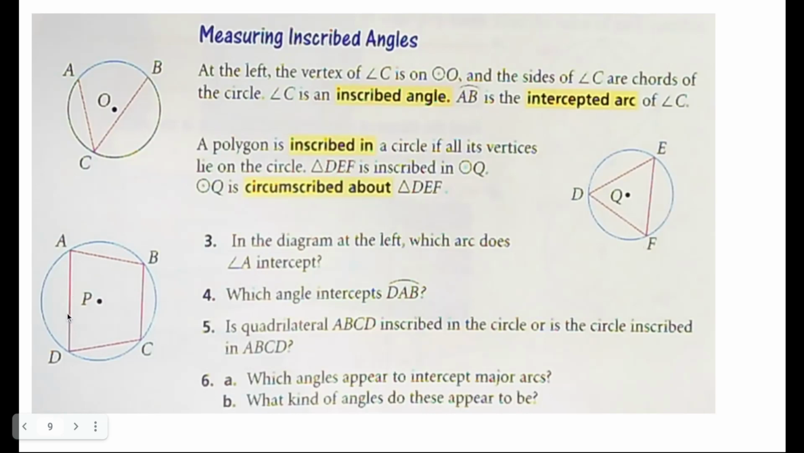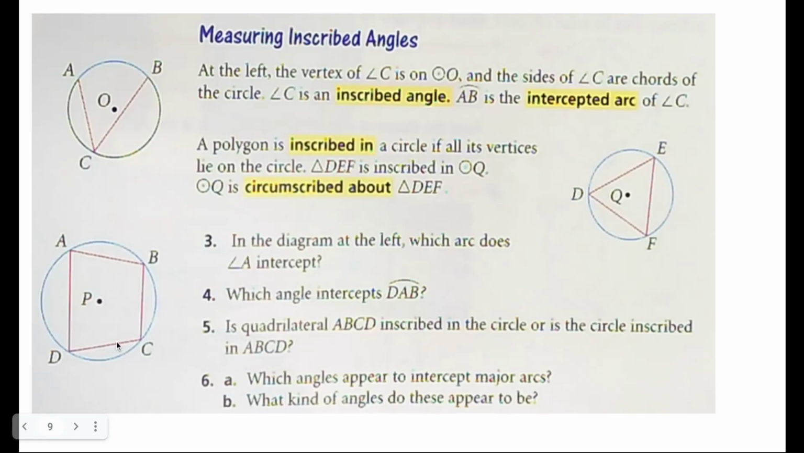In this diagram over here, I have angle A with the vertex at A, cuts this major arc here, all the way from B through C to D. So we would write that with 3 letters, BCD, and we would put a little arc over it like we see in this problem. Which angle cuts DAB? DAB is cut by angle C, or angle C intercepts arc DAB.